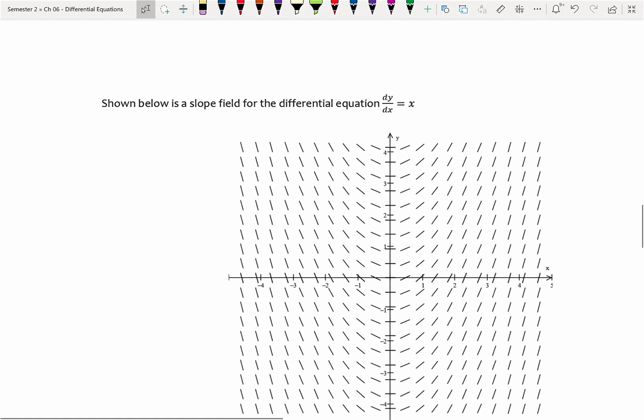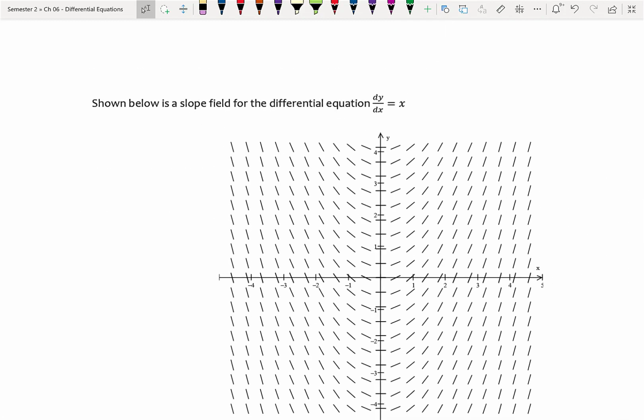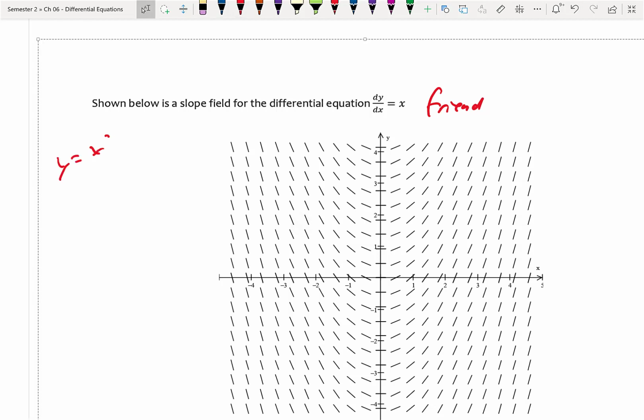Okay. So I'm going to return to a good one. We're going to call this one a friend. This one is one that is separable. This is the one that you guys did before. Its general solution was y is equal to x squared over 2. We actually did that earlier, plus a c.